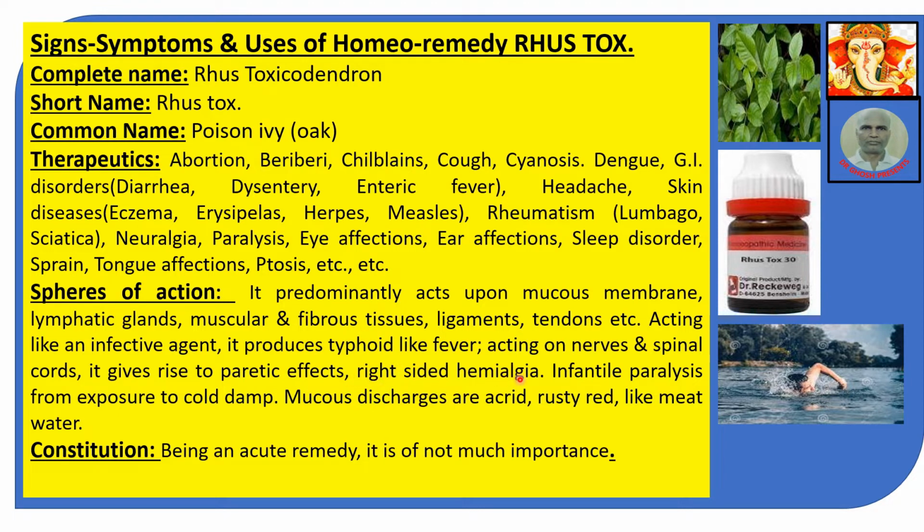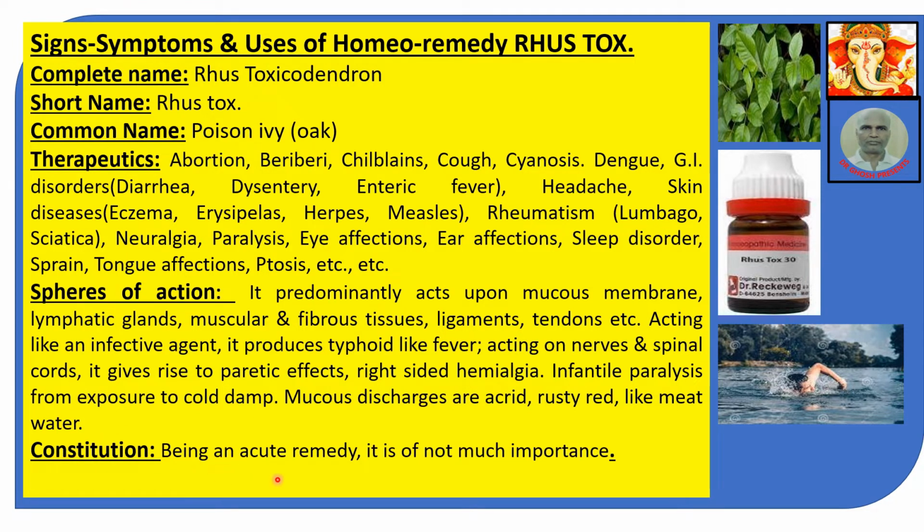Right-sided hemiplegia. Hemiplegia means paralysis of one half of the body. Infantile paralysis from exposure to cold, damp. Mucus discharge acrid, rusty red like meat water. This is the very characteristic symptom of Rhus Toxicodendron. Its discharges are always acrid, rusty red like meat water, and also scanty. The discharge is not too much.